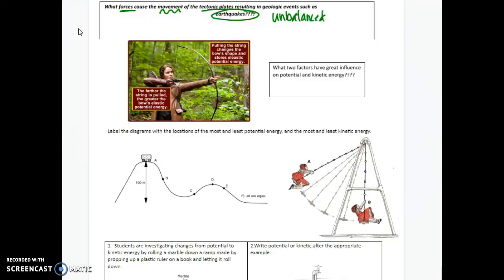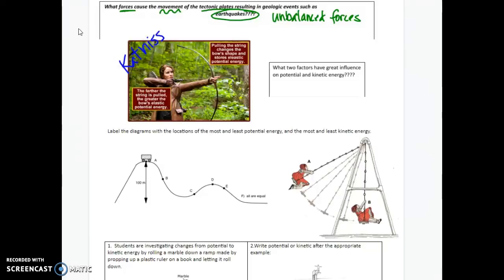Well, the only force that is going to cause a change in motion or movement is unbalanced. We have said that multiple times. Unbalanced forces are going to create a change in motion. That is the only way you get a change in motion.